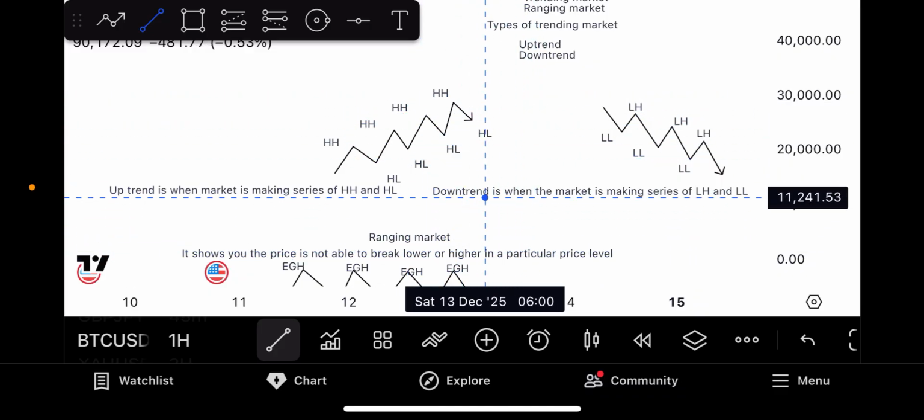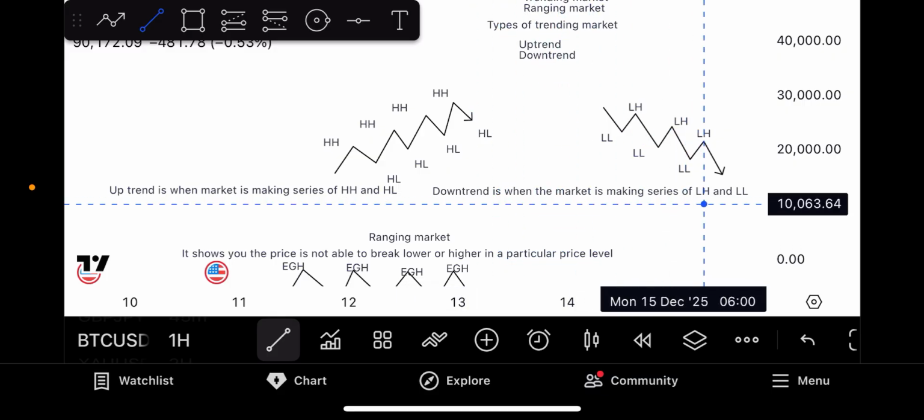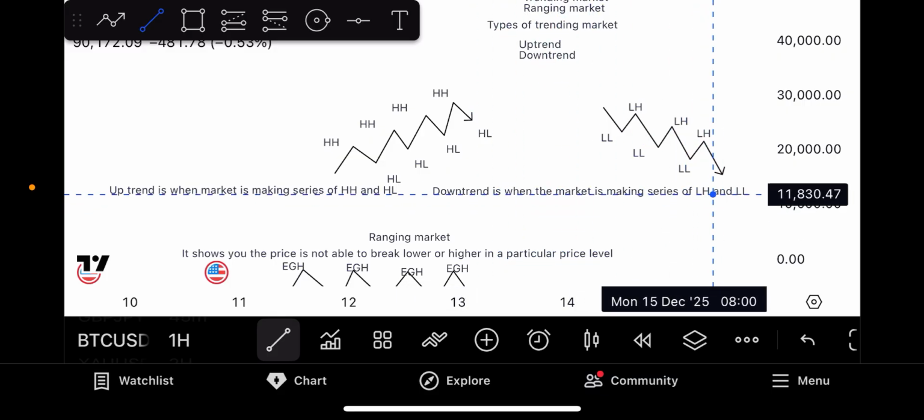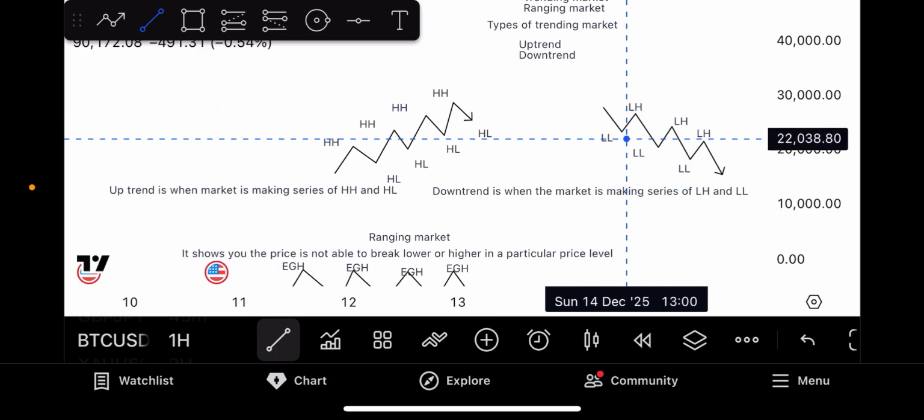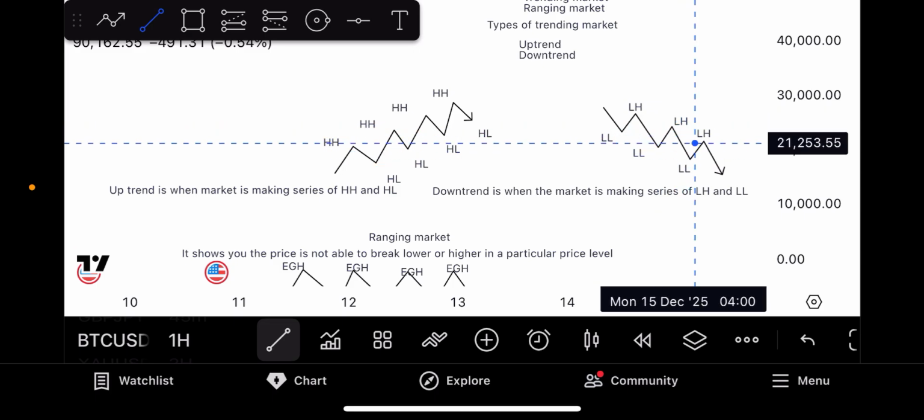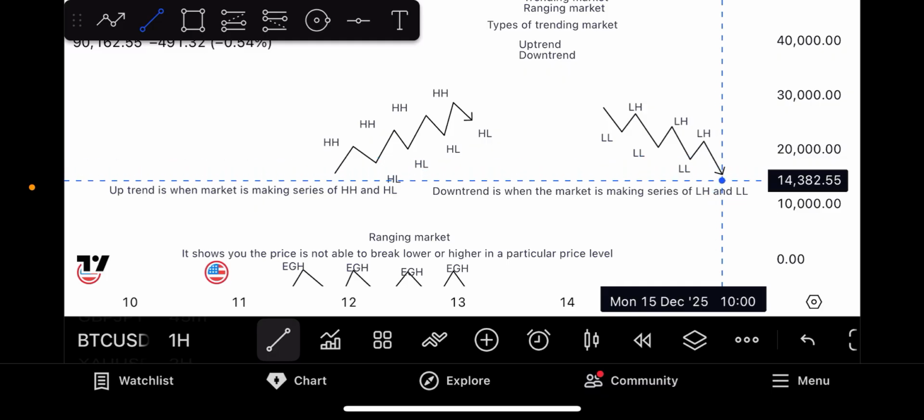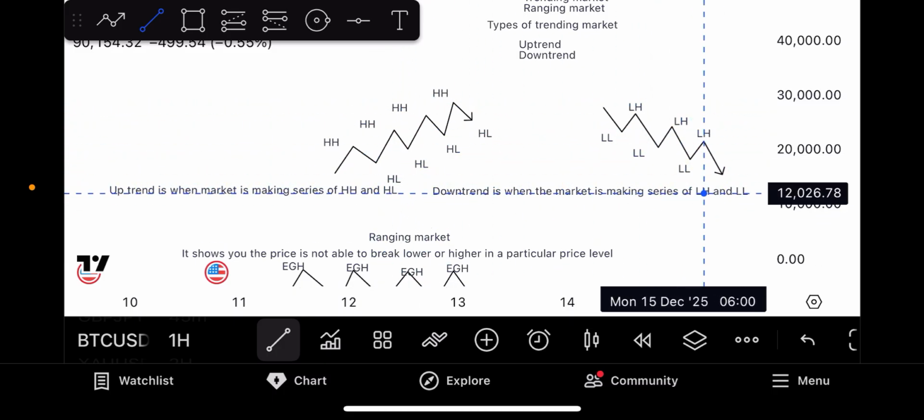A downtrend is when the market is making a series of lower highs and lower lows. As you can see, lower high, lower low, lower high, lower low. This is the pattern in which the market moves for an uptrend and a downtrend.